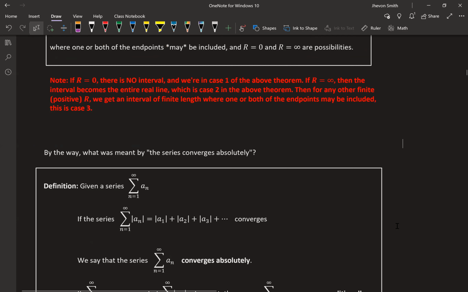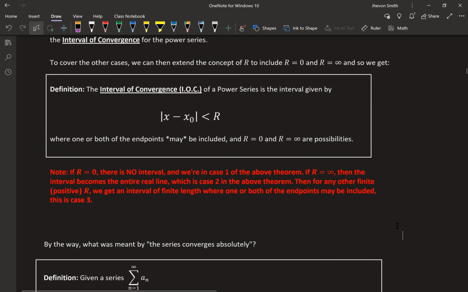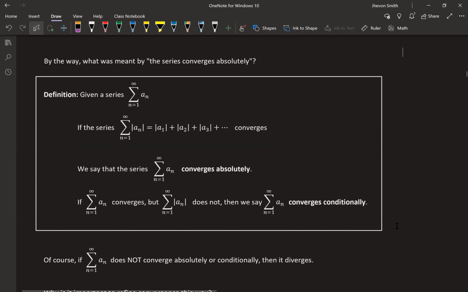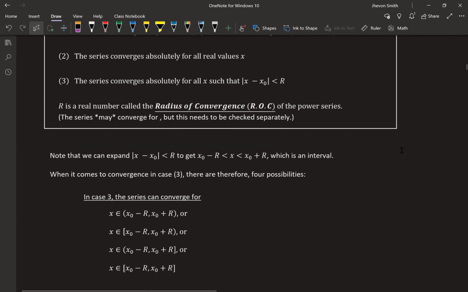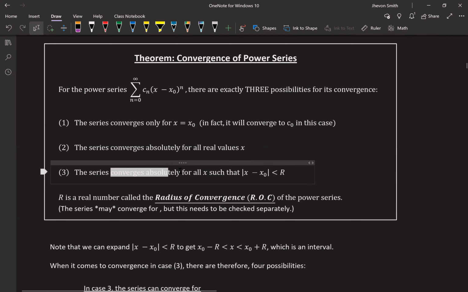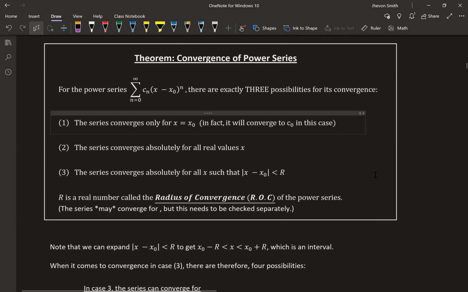Figuring out where a series converges, or if it converges, you have to do series tests for that, which you covered in Calc 2, which we don't really need to know how to do here, so I'm not going to talk about that. What we do need to know about is what it means for a series to converge absolutely. This was in fact mentioned up here. Power series, when they converge, they converge absolutely, unless they converge at only one point.